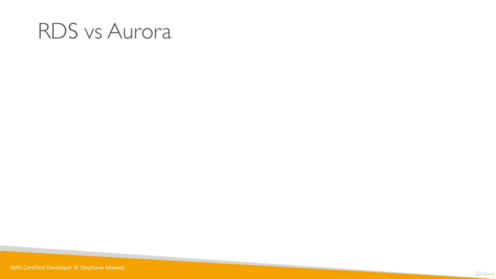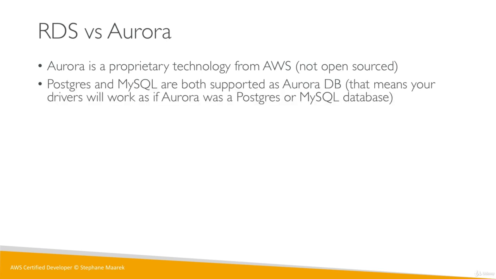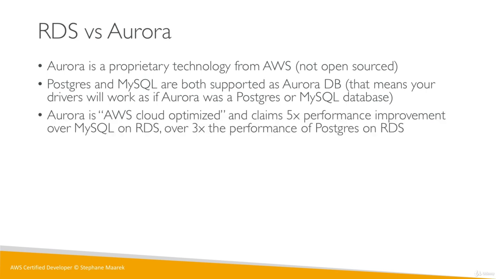Now, talking Aurora, just a last bit you should know about RDS. Aurora is basically a proprietary technology from AWS, and it's not open source, so we don't know how it works. But basically, Aurora is compatible with Postgres and MySQL, so they're both supported. And the idea with Aurora is that it's cloud optimized. And so Amazon claims there is a 5x performance improvement over MySQL, or a 3x performance improvement over Postgres.